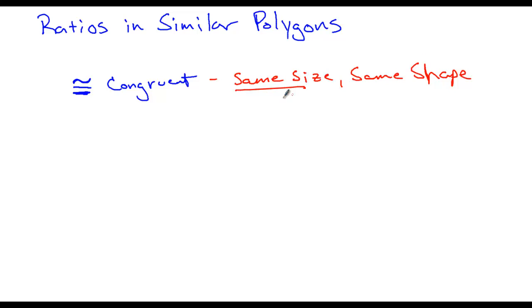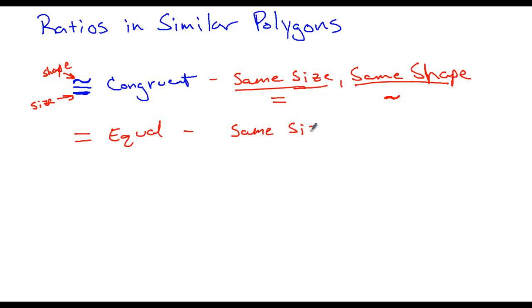well, the same size part is the equal part. So this is the size. The same shape part of congruent is this part. So this is about shapes. So just a little bit of information for you. If two things are equal, well, that means they have the same size, right? They don't have to have the same shape, do they? So just the same size.